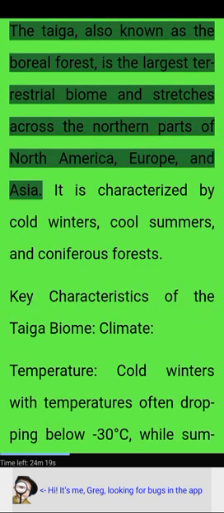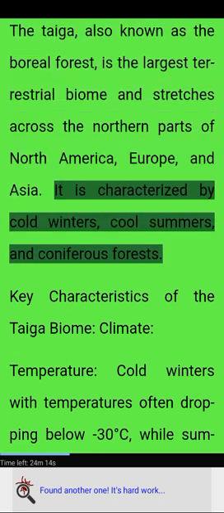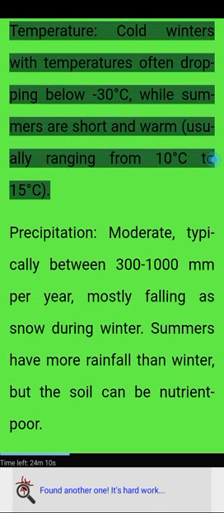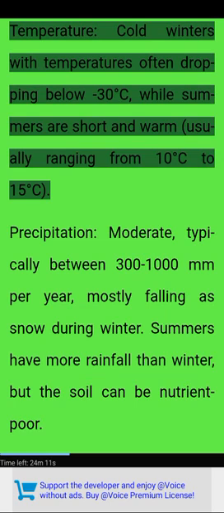The taiga, also known as the boreal forest, is the largest terrestrial biome and stretches across the northern parts of North America, Europe, and Asia. It is characterized by cold winters, cool summers, and coniferous forests. Key characteristics of the taiga biome: climate. Temperature: cold winters with temperatures often dropping below -30 degrees Celsius, while summers are short and warm, usually ranging from 10 degrees Celsius to 15 degrees Celsius.